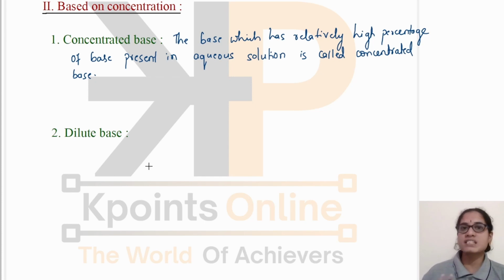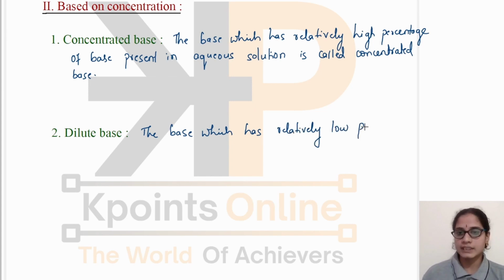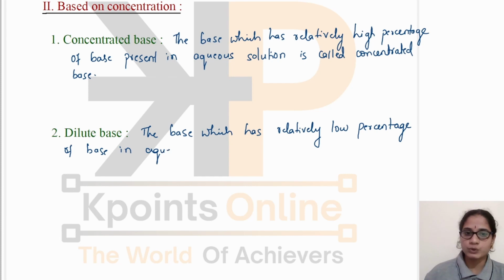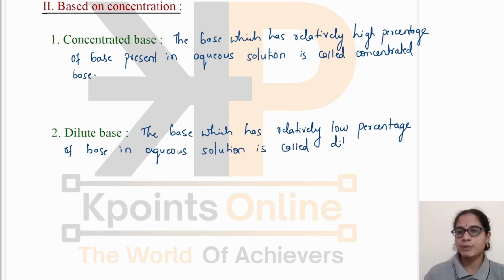If more water is present in the base, meaning we have diluted it by adding more and more water, then that base is called a diluted base. A base which has a relatively low percentage of base dissolved in aqueous solution, with more water present, is called a dilute base, same as the dilute acid that we have seen earlier. Okay, this is about concentrated and dilute base.